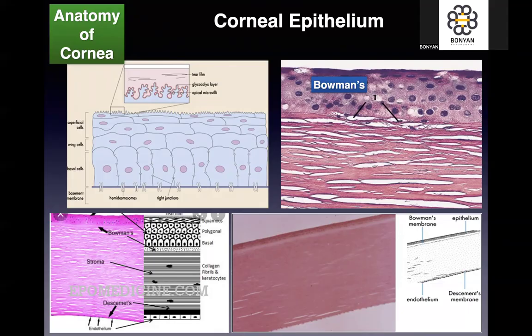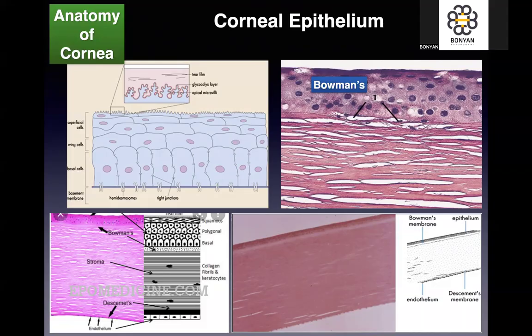The Bowman's layer is one homogeneous layer, which is a very tough and strong sheet of homogeneous collagen with no fibrils. It's very important for keeping the elasticity and contour of the cornea. So the loss of Bowman's layer after trauma or after laser ablation will affect the corneal strength and the corneal biomechanics as well. The anterior stroma and the posterior stroma form the stroma proper.